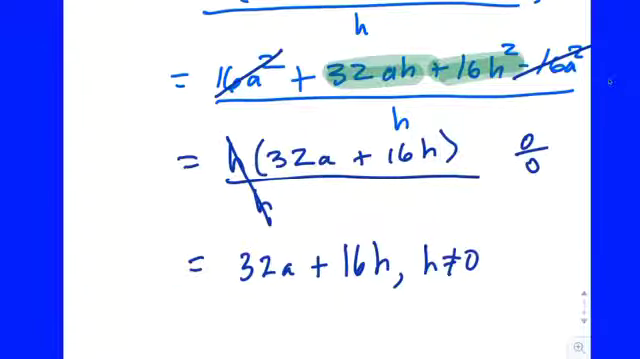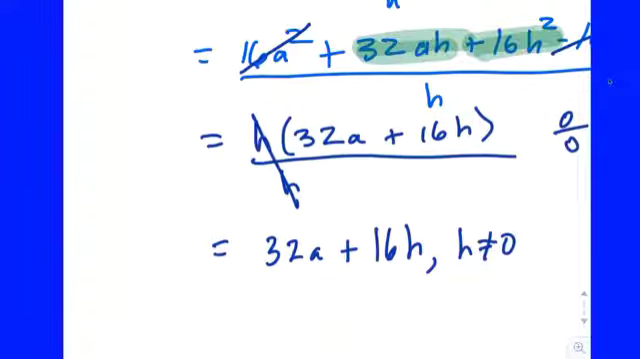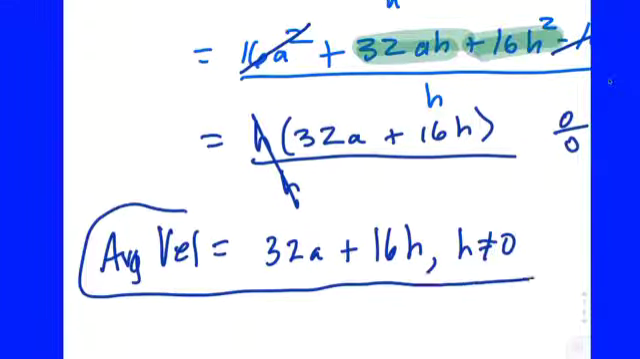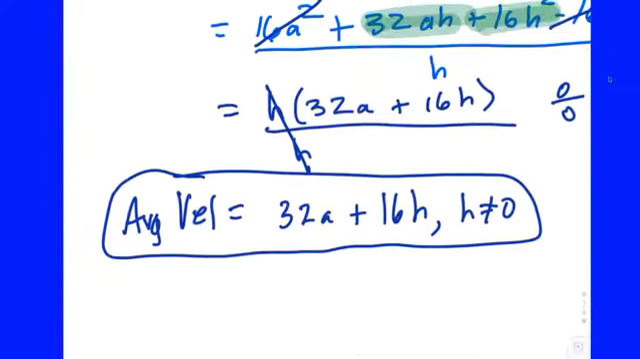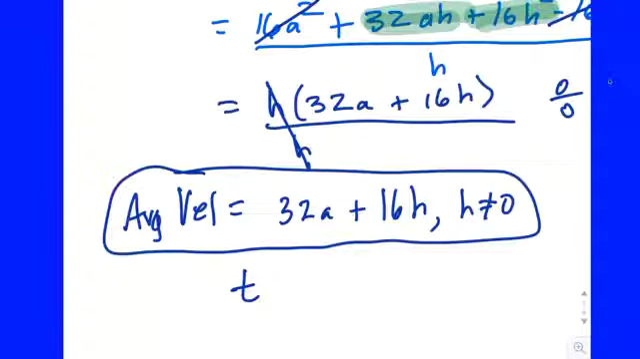But once we divide it out, we get 32A plus 16H, and this gives us the average velocity of the falling book for any time on the interval from T equals A to A plus H.